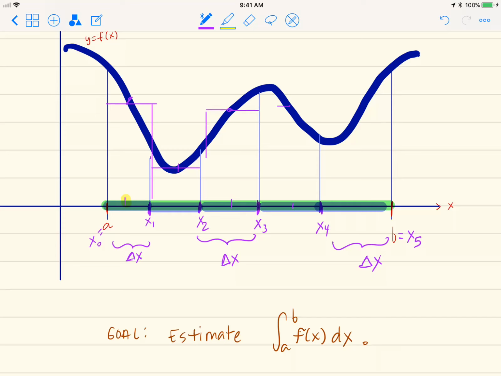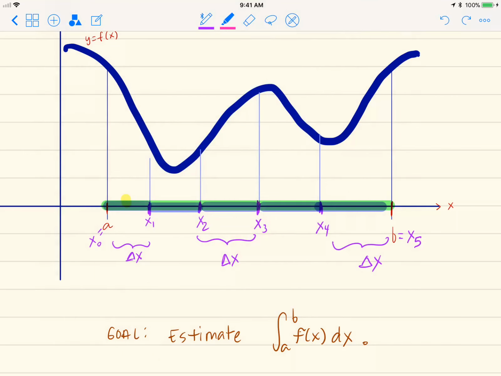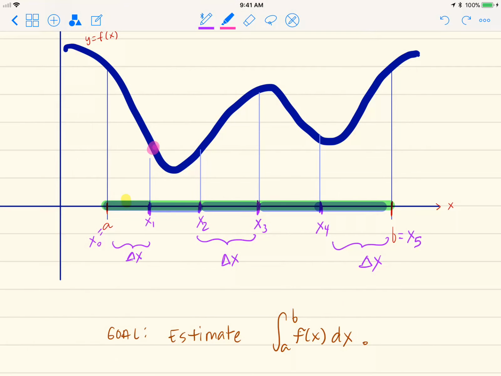Here's what we're doing with the trapezoidal rule. We're going to create trapezoids. And here's how we create the trapezoids. We use the left and the right endpoints to make a trapezoid. So we're starting here, and we start here, and we're going to make a trapezoid. So that would be, bam.